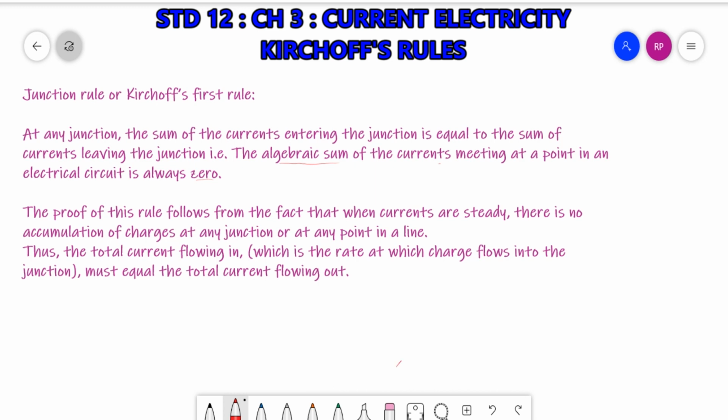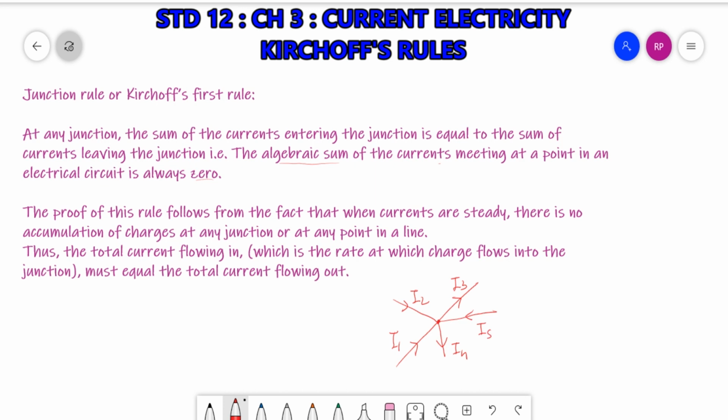Now see here, this point can be called a junction. Let the currents be I1, I2, I3, I4 and I5.